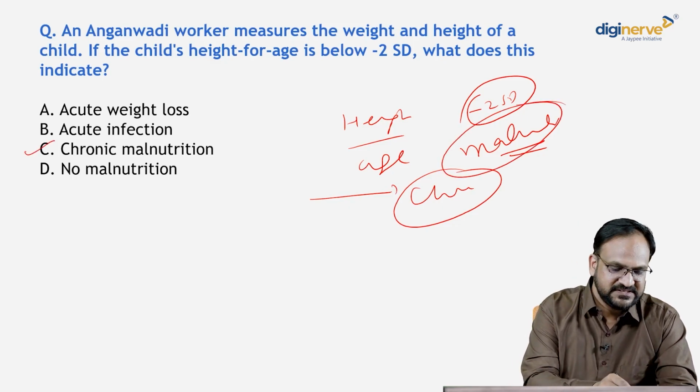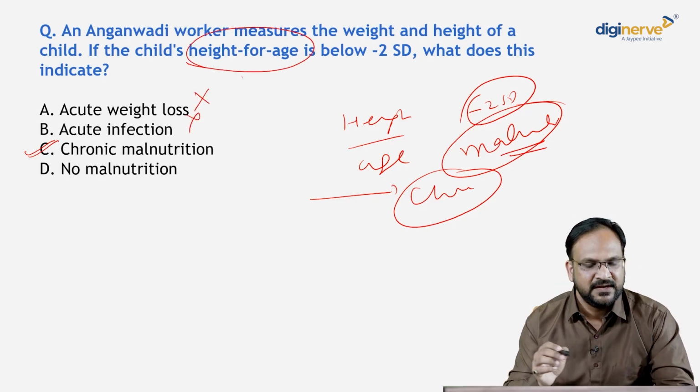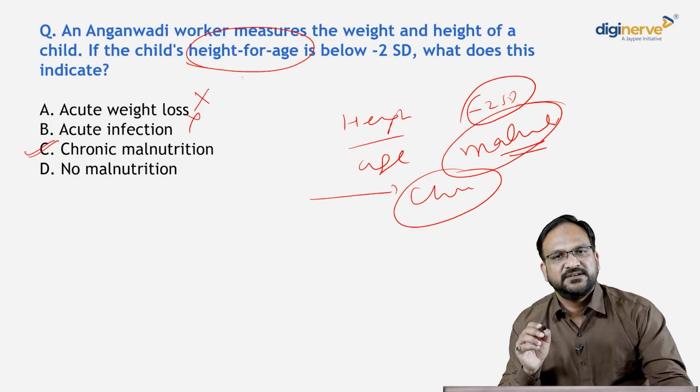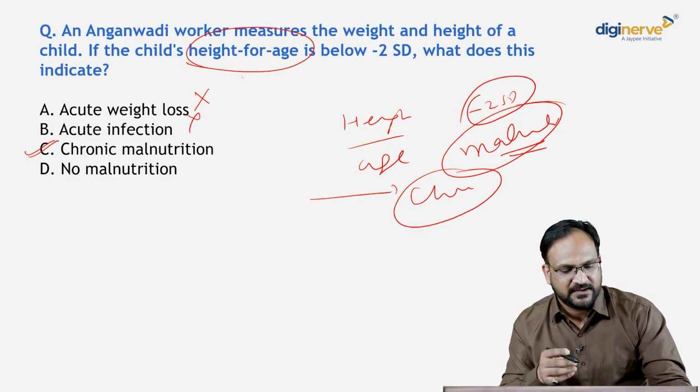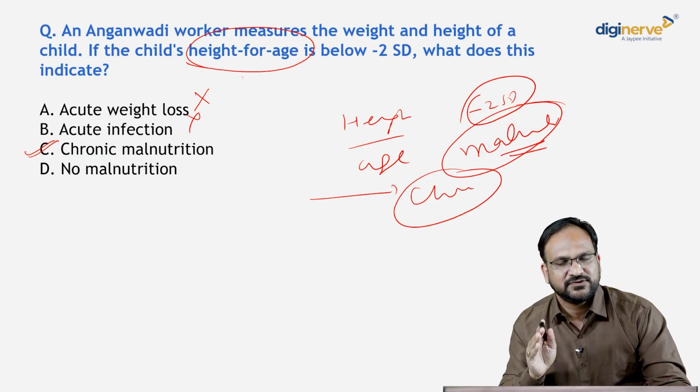So the answer will be C, because there is no history of weight. So we cannot talk about acute weight loss or acute infection. There will always be a history of weight loss in acute infection, and in the option there is no history. The question does not talk about weight loss, or they have not given anything about the weight.